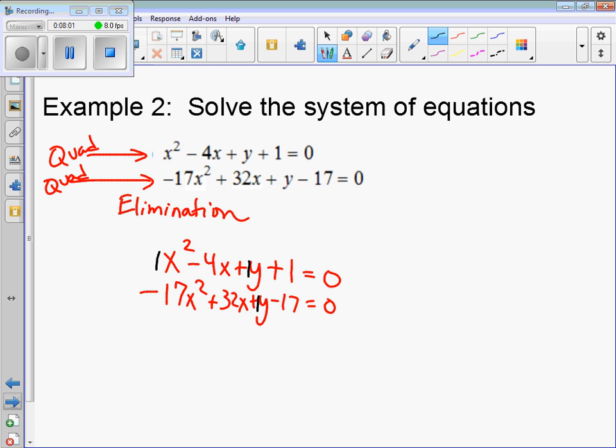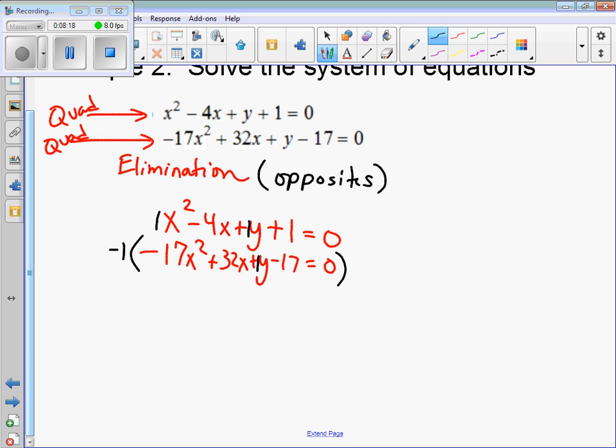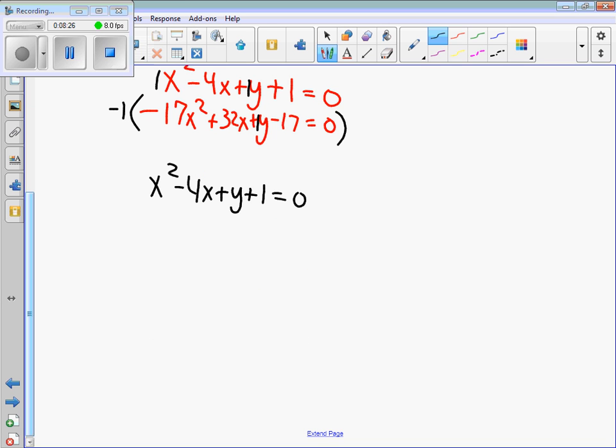So let's just take this bottom equation, multiply by negative 1. Trying to get opposites. That's the goal of elimination, is to get opposites. So to do that, I'm just going to copy down this top equation again quickly. And the bottom equation, I distribute in this negative 1, I get a positive 17x squared minus 32x minus y plus 17 equals 0.